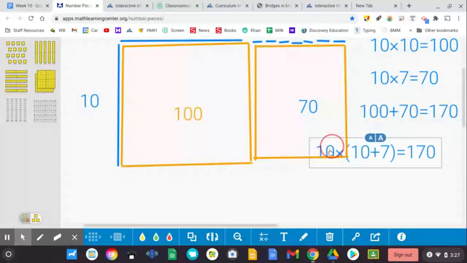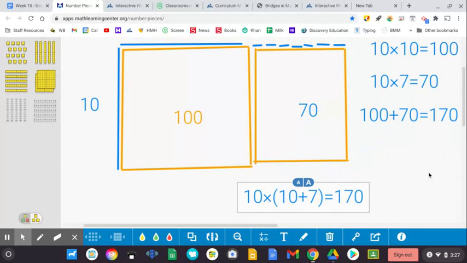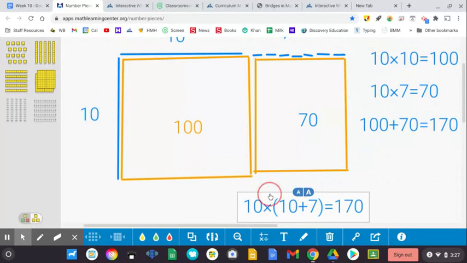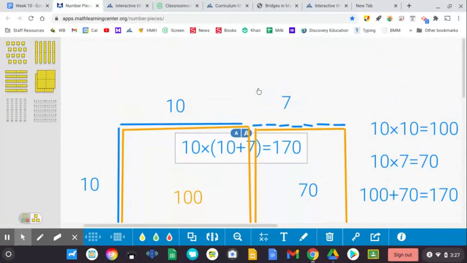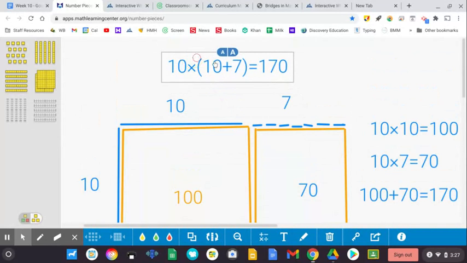So I'm going to pull this down. Maybe I'll pull it up. If I can grab it, there we go. Let's pull it up. Look at this. I'm going to line it up. Here's one of our 10s. And then here is our 10 plus 7.